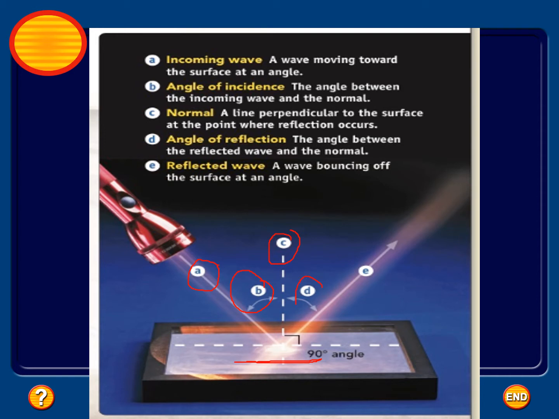And this is letter D, which is called the angle of reflection, the angle between the reflected wave and the normal. And lastly, this is letter E, which is called the reflected wave, a wave bouncing off the surface at an angle.